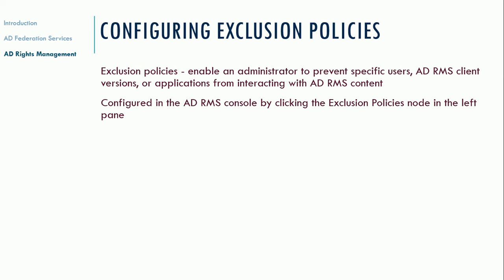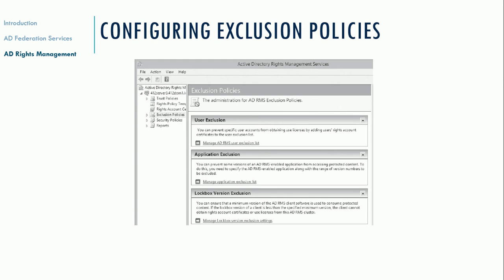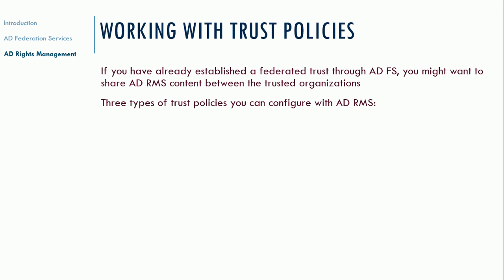So an exclusion policy enables the administrator to prevent specific users, ADRMS client versions, or other applications from interacting with the ADRMS content. This is configured in the ADRMS console by clicking on the exclusion policies node on the left pane. I'm not exactly sure where or how or why you would do exclusion, but you can do this. I'm not entirely sure why you do that though, but you can certainly do some research and Google that probably and figure that out.